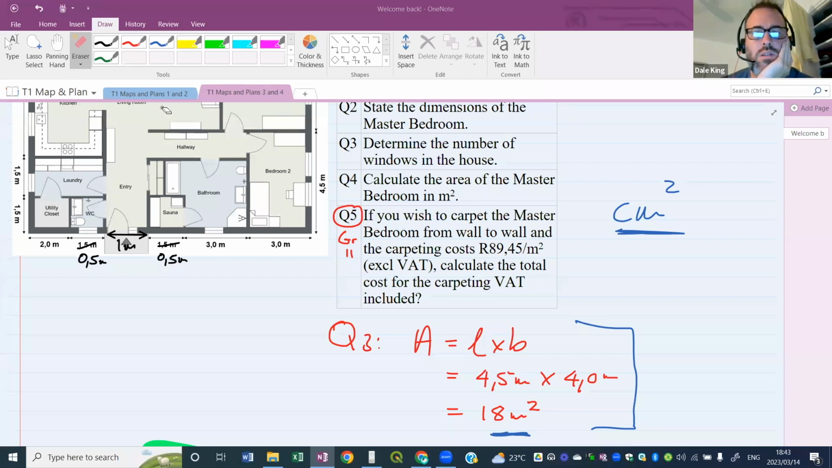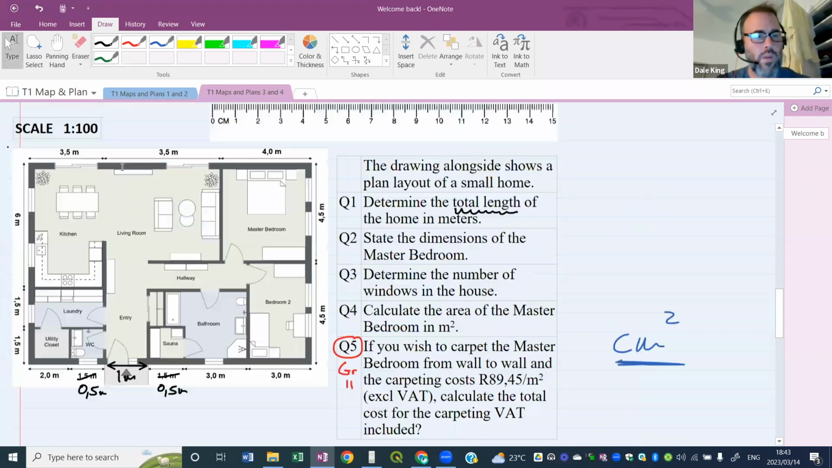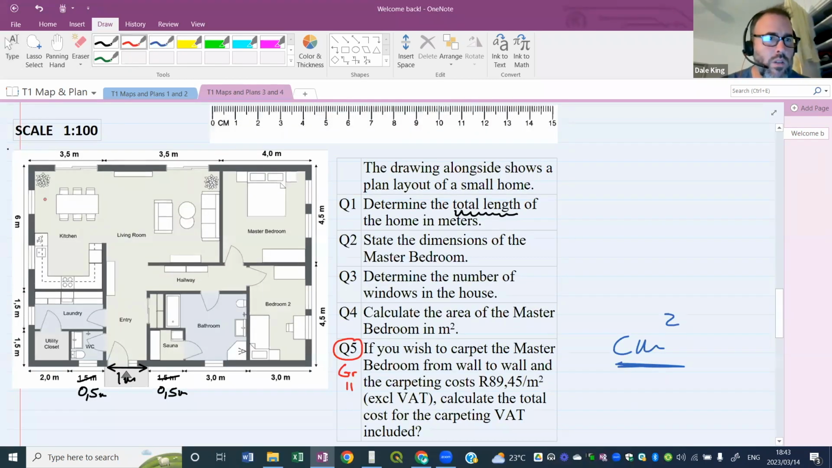While you guys are trying to work out this little problem, changing meters squared to centimeters squared, I'm just going to help Lebogang here. Question 3 says determine the number of windows in the house. All we did was count the windows, which are these little white rectangles in the walls. So we counted how many there were: 1, 2, 3, 4, there's a tiny one by the door, 5, 6, 7, 8, 9, 10 windows altogether. So that was question 3.